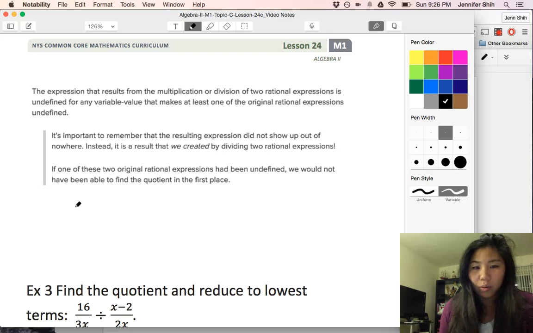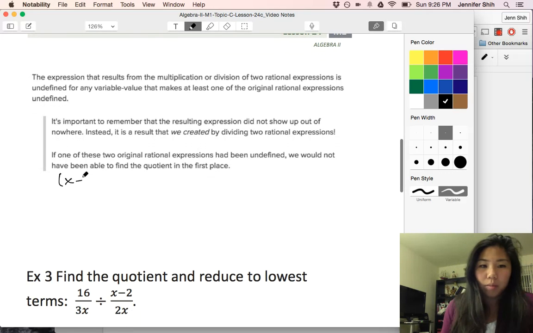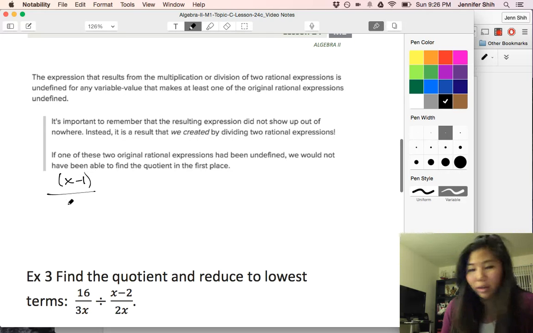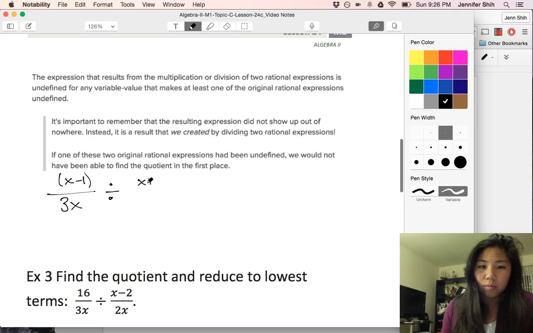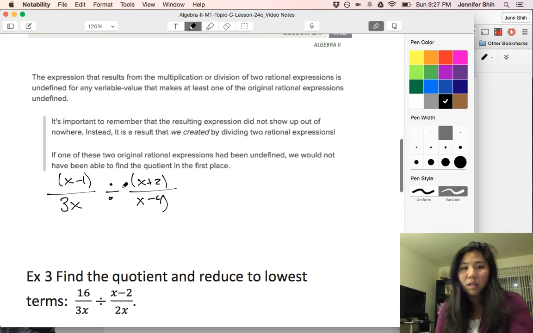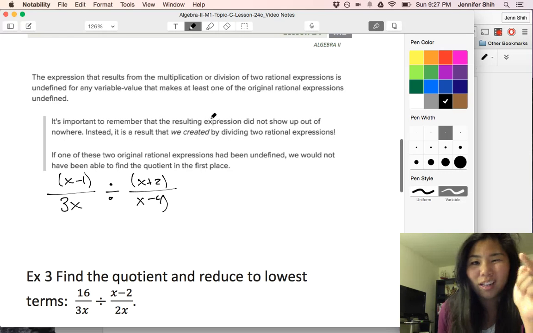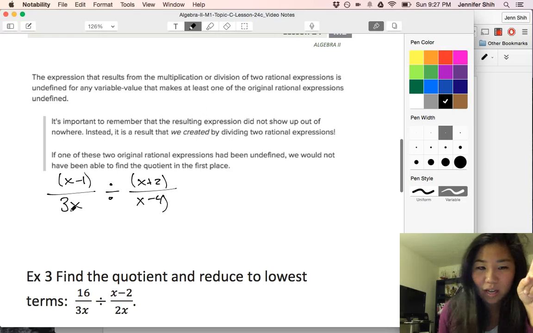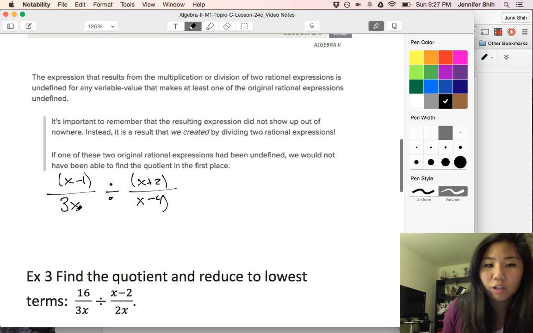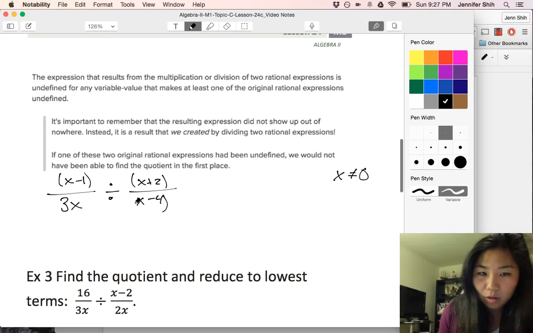So let's say, for example, we have (x minus 1)/3x divided by (x plus 2)/(x minus 4). An expression that results from the multiplication or division of two rational expressions, which is what we have here, is undefined for any variable value that makes at least one of the rational expressions undefined. So let's look at these separately. What value of x would make this rational expression undefined? Well, you would say x cannot equal 0, because that would make it undefined. What about this expression? What value of x would make this expression undefined?